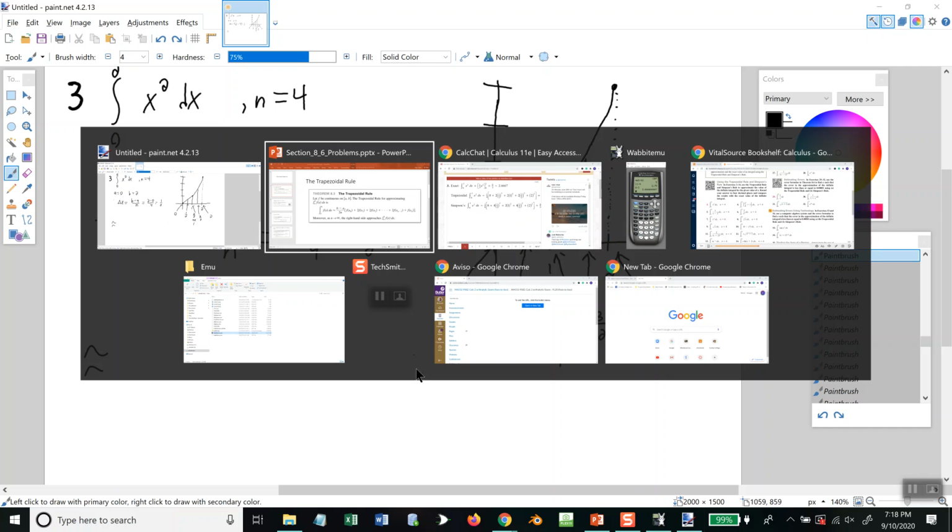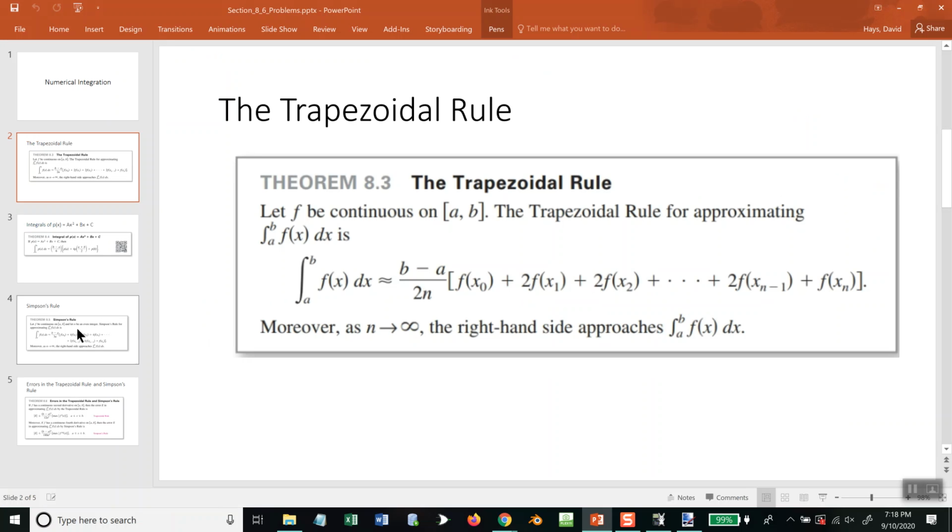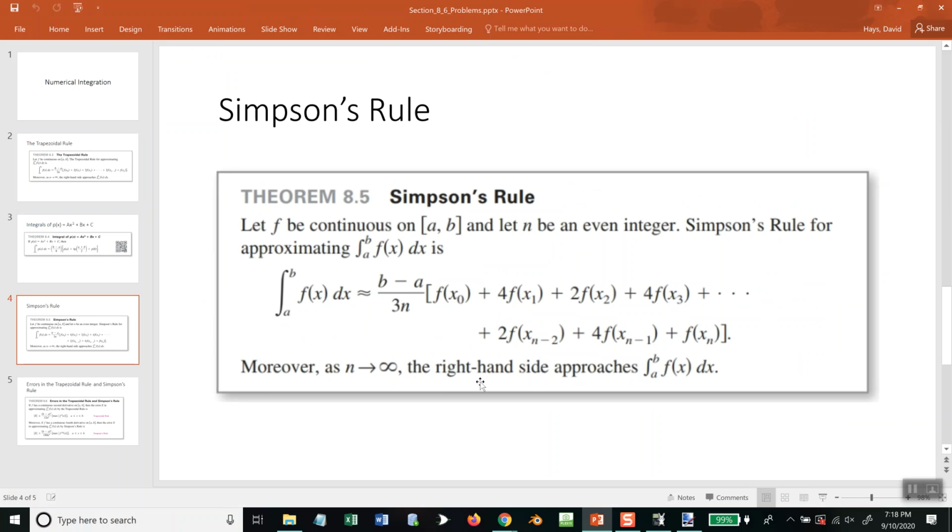Okay, so Simpson's rule is given by this. You see it's b minus a over 3n. You got f of x naught plus 4 f of x1, then plus 2, then plus 4, and then it alternates until the last one doesn't have a number in front of it.